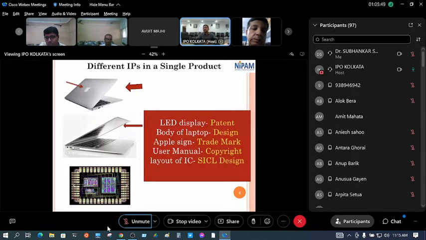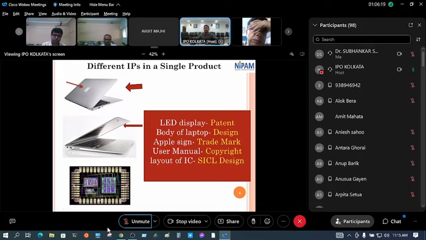So let's look at one example of intellectual property in a single device. You can see there is a laptop having a logo on its back, the logo of Apple. That logo is an Apple sign that is a trademark of that company. So this is a type of intellectual property, right? In a similar manner, there is an LED display. This LED display must have a patent. So this is also an intellectual property, right?